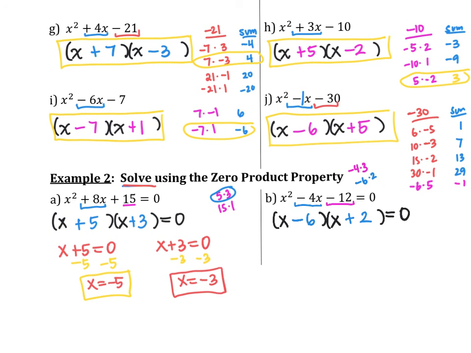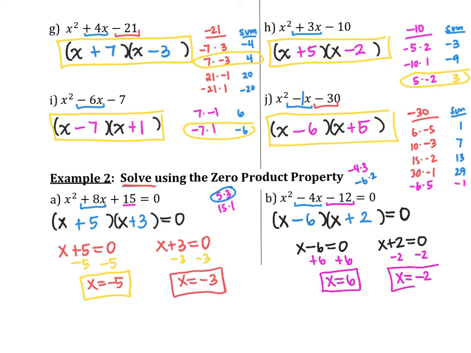And then I can use the zero product property to solve the equation. So x is 6 is one value that would satisfy the first equation. X equals negative 2 is the second value. And because this is degree 2, I got two answers.